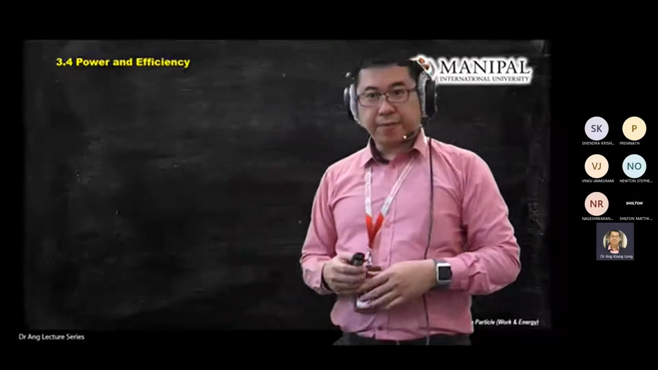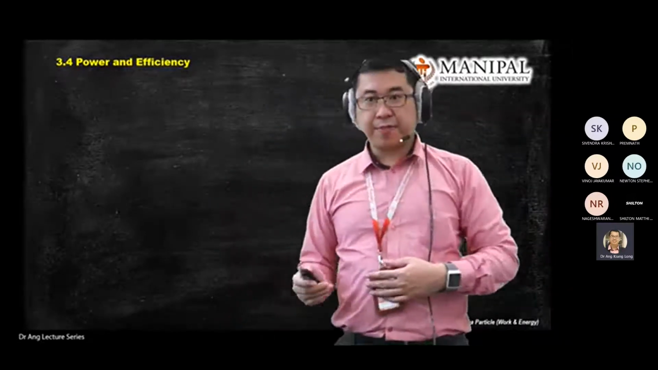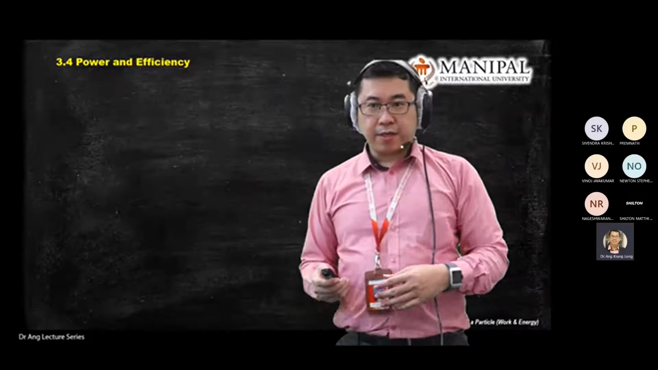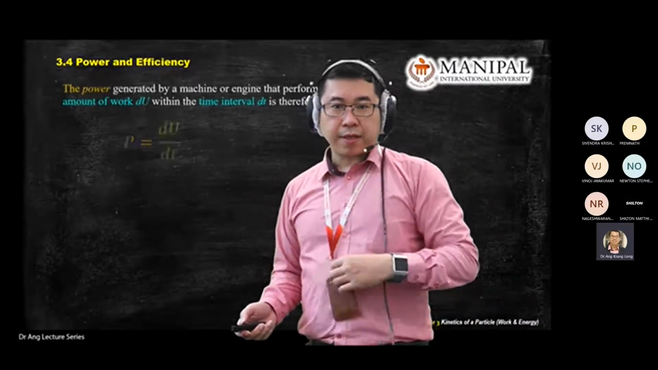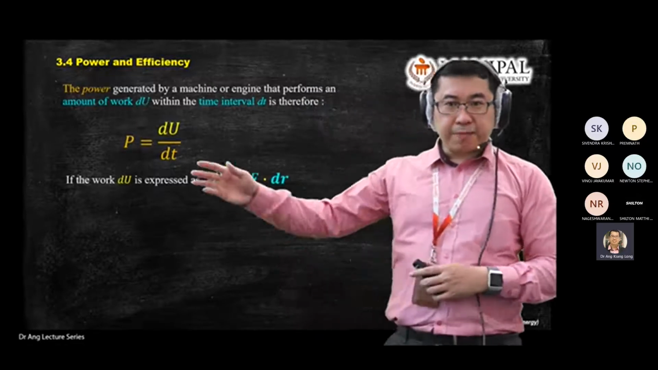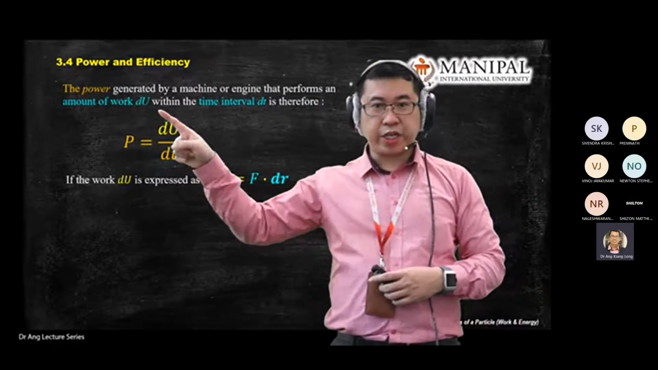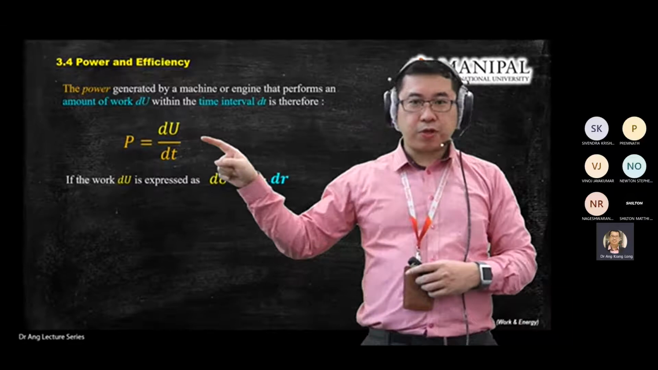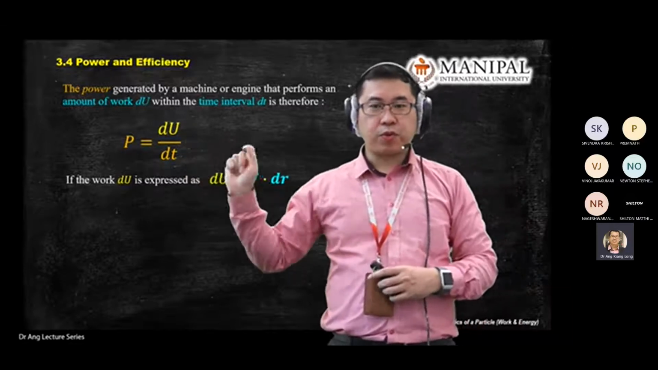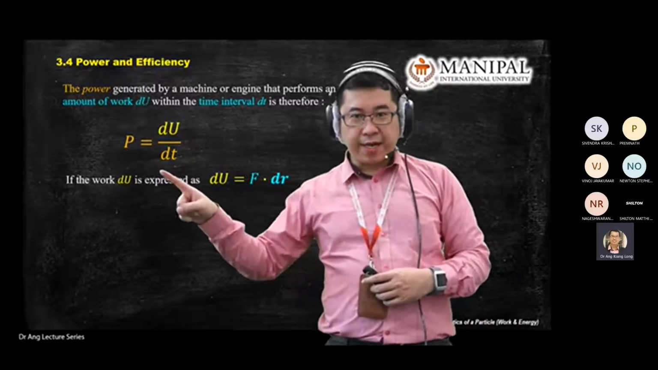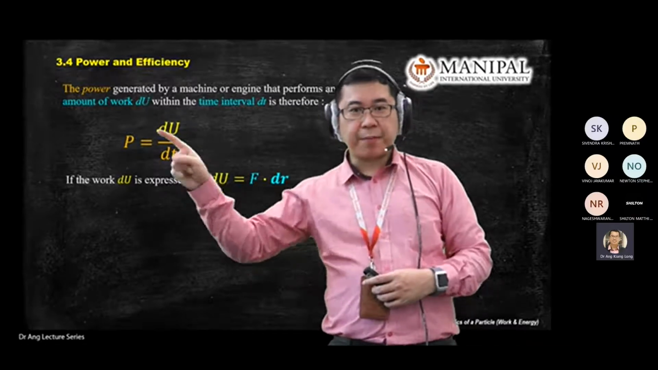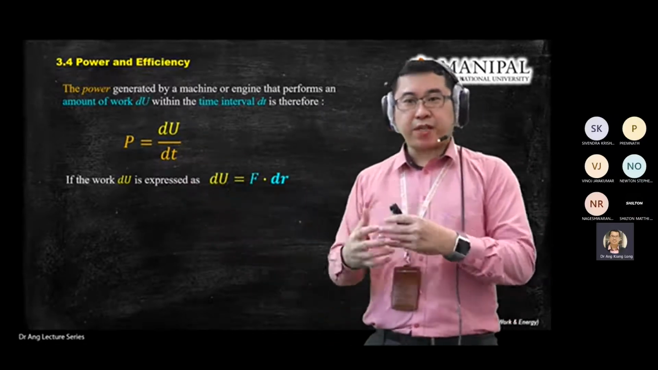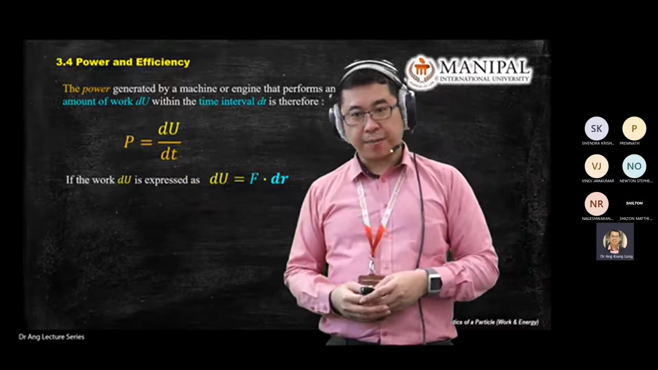Okay, recap. This is what we covered before the break. Power is given by a differential equation, which is the change of work. For this module, we use capital U to represent work, and if you differentiate work over time, it becomes power. It means power is the rate of change of your work.